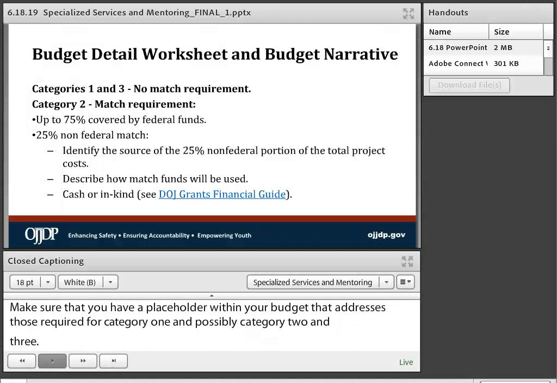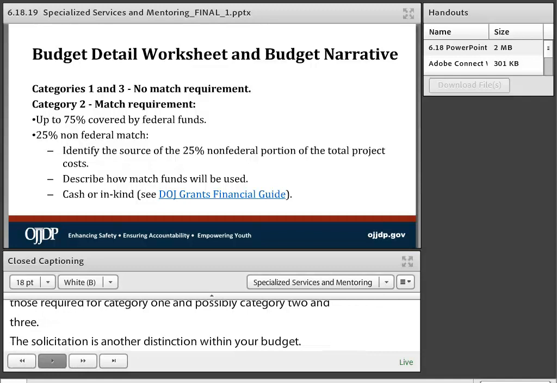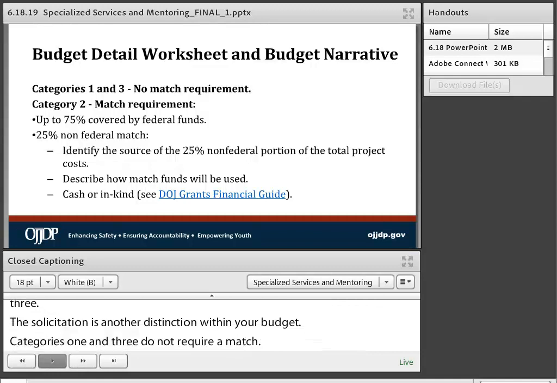So this solicitation, again, this is another distinction within your budget. Categories 1 and 3 do not require a match. So all of the funding can be used. However, I'm sorry, I said that incorrectly. So Categories 1 and 3 do not require a match. Category 2 does require a match.